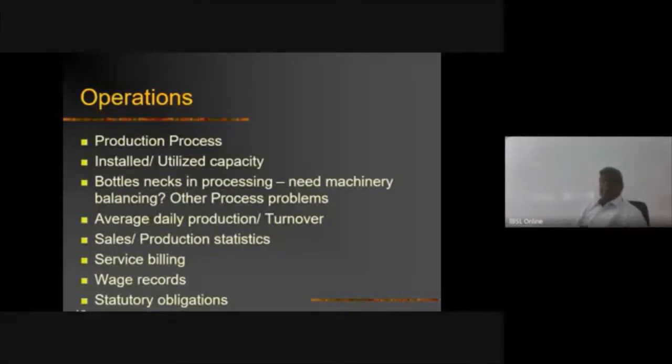Then average daily production: how many units are produced on average per day? And how is the business turnover? If there is a sales or marketing organization, how is the sales turnover? They would have production and sales statistics: how much of the item is produced, how much sold per day or per week. You must go through it. Then service billing: for servicing, how they are billing, whether the payment is regular or irregular, how it is done.